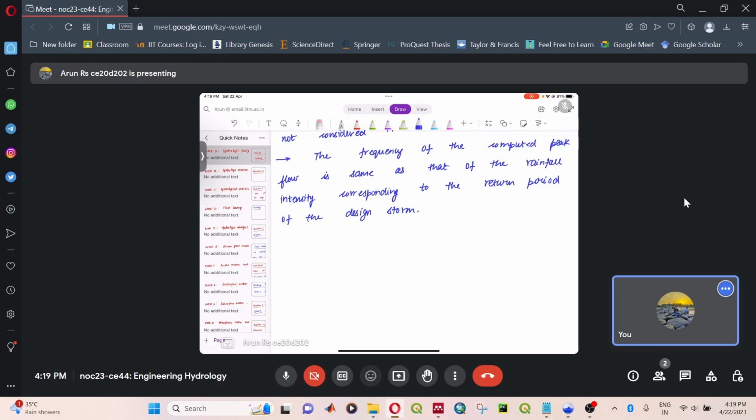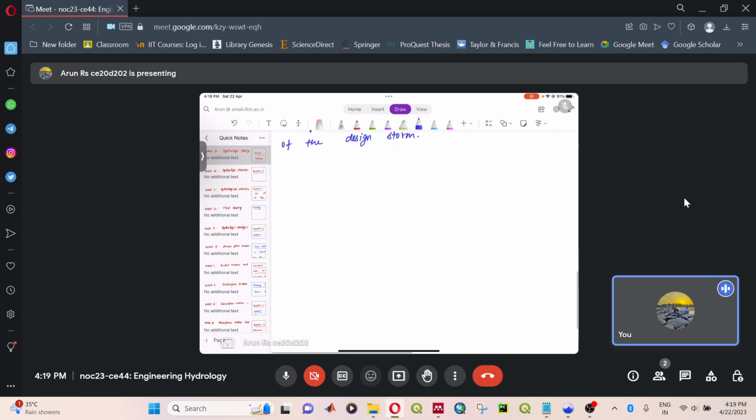But this need not be true in reality. If you say that 1 in 25-year return period of rainfall happened, the flood that it caused might not be equal to 1 in 25-year return period flood. It can be more than that or even less than that. That depends on the characteristics of the catchment, and several other factors affect this frequency of the peak flow. But here we are considering that the return period of the design storm and the computed peak flow is same. That is the meaning of this assumption.